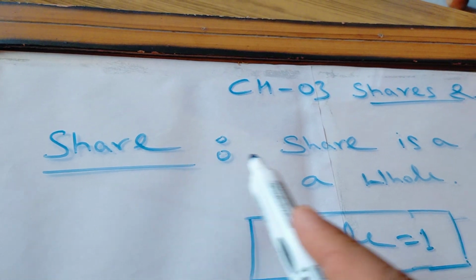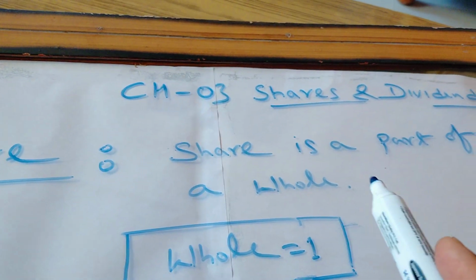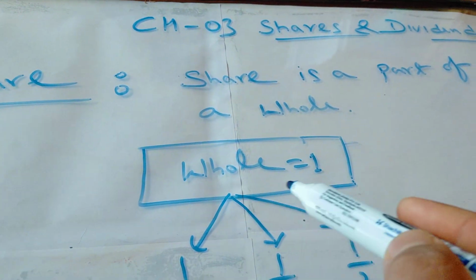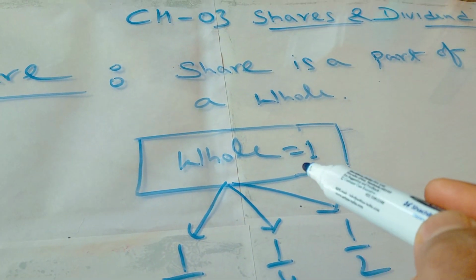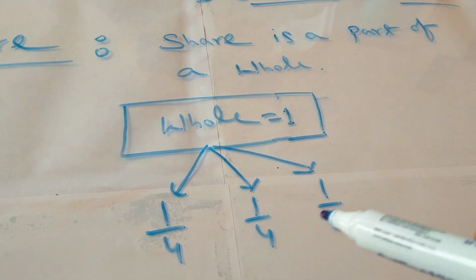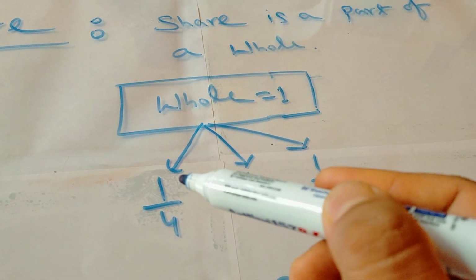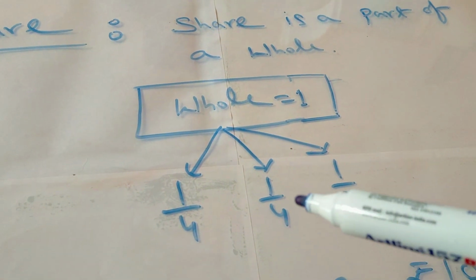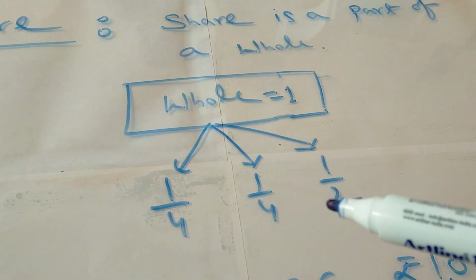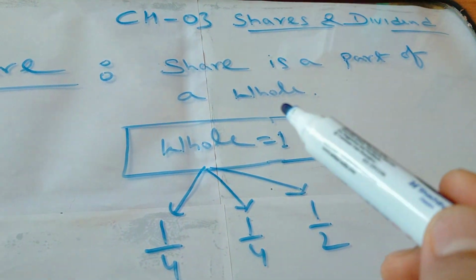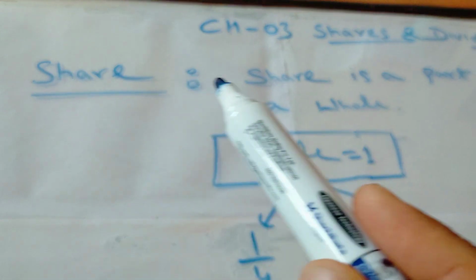A share is basically defined as a part of a whole. Part of a whole means, suppose the complete portion is 1. If you divide this 1 into three parts, 1 by 4, 1 by 4 and 1 by 2, then this 1 by 4 is a share of this 1. 1 by 4 is also a share of 1, and 1 upon 2 is the share of this whole. So basically a share is a part of a whole. This is the literal meaning of share.